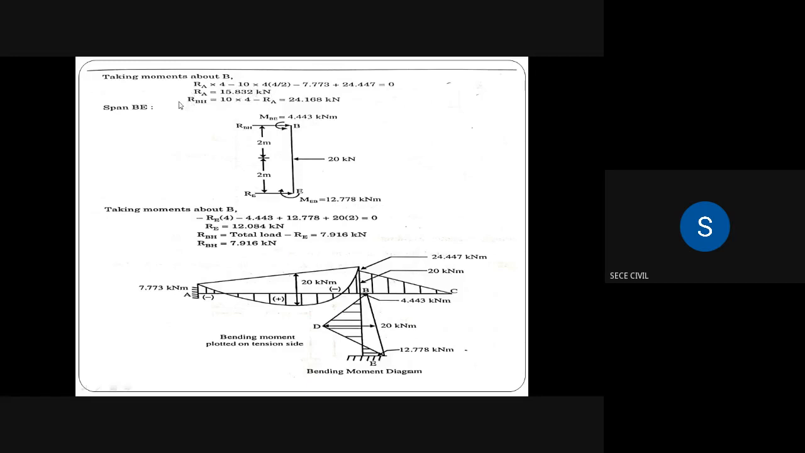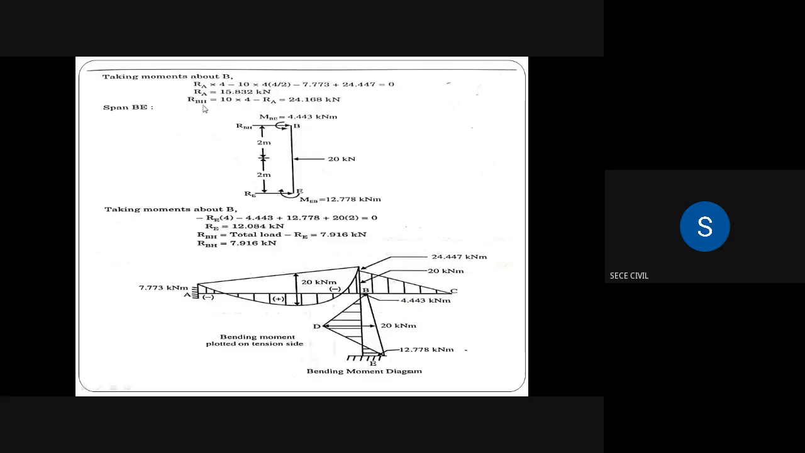We can calculate RB also, by subtracting from the total load. The total load is the UDL acting over 4 meters, so 10 into 4, 40. So 40 minus 15.832 gives RB, which is 24.168 kilonewton. Here they are naming it RBH. RB value is 24.168. Next, they are taking span BE.